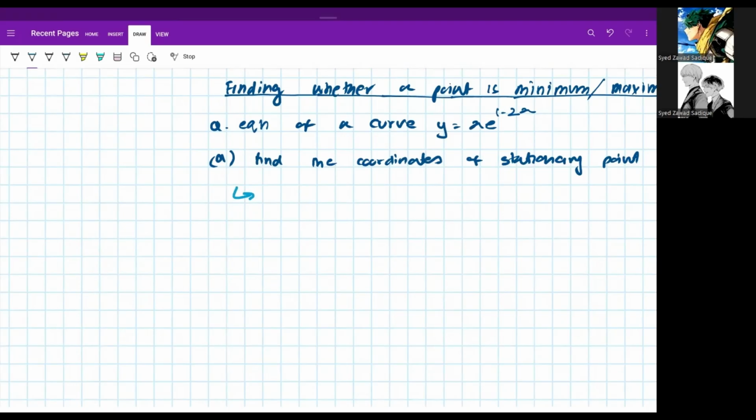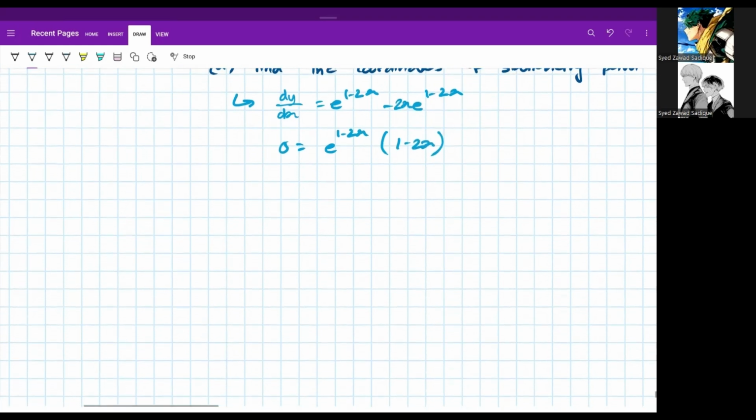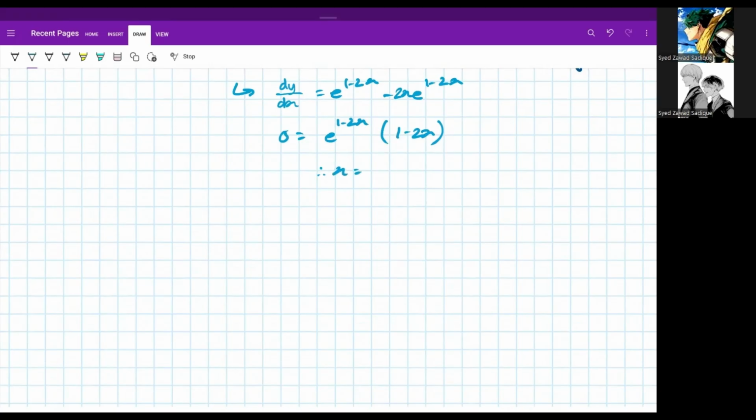So most people solve this very easily. They find dy by dx, which is e to the power 1 minus 2x minus 2 e to the power 1 minus 2x. Then equating this to 0, e to the power 1 minus 2x, sorry, this is 2x. Therefore, x equals half, y equals half.